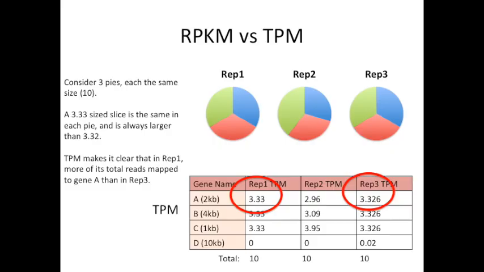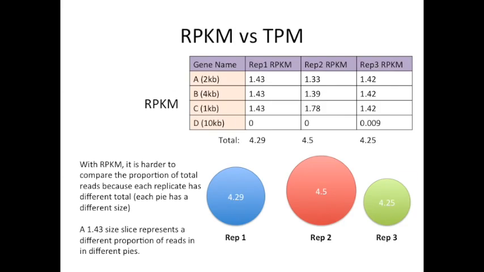However, what this tells us is that of all the reads that mapped to replicate 1, a larger proportion of them mapped to gene A, whereas of all the reads that mapped in replicate 3, a slightly smaller proportion of them mapped to gene A. This is because some of those reads also mapped to gene D in replicate 3, and none of the reads mapped to gene D in replicate 1.